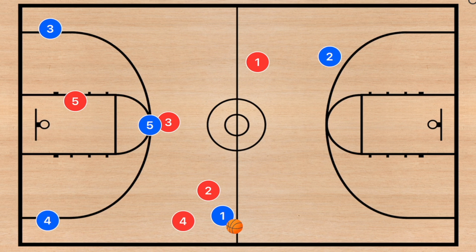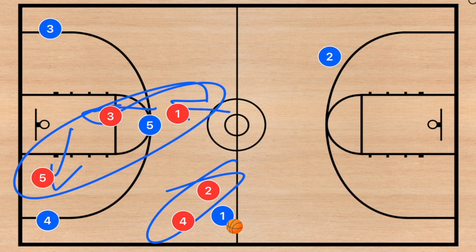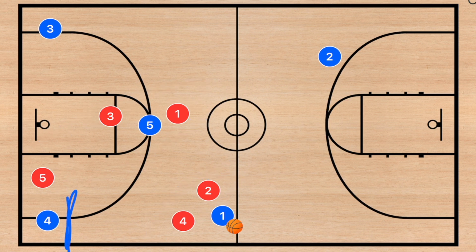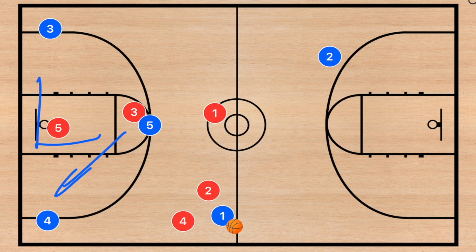When this trap happens, this all has to move extremely fast. 5 moves here, 3 drops, 1 drops. That way, we stay in our 2-3 zone, but don't allow the pass still to go to player 4. That's why all of this has to move so fast. That's also why I would much rather prefer to have player 5 dropping and player 3 covering the high post, because this is much easier than this, which allows the paint to be open.